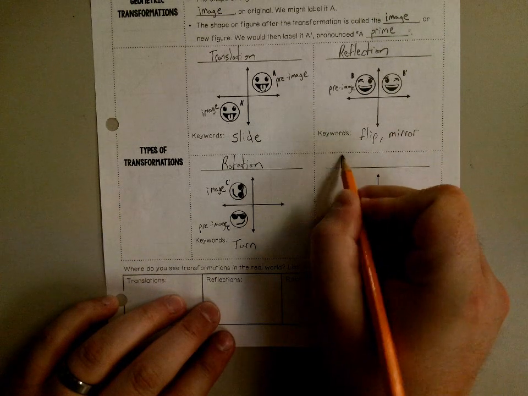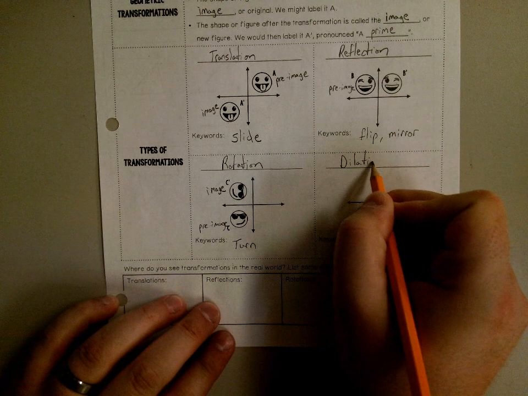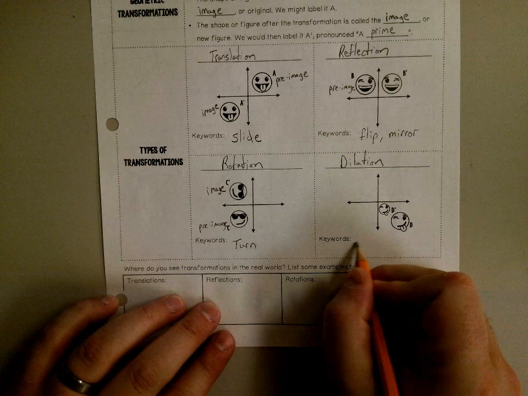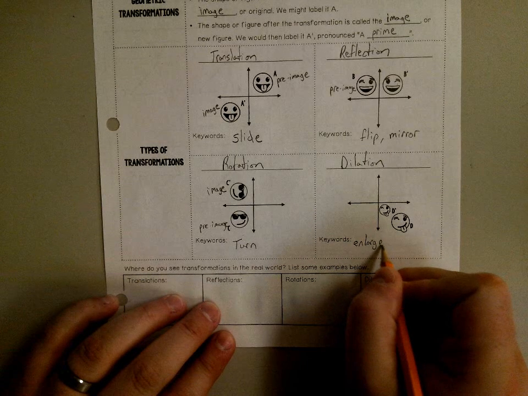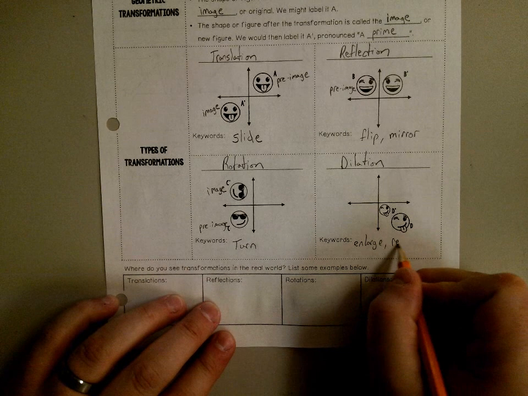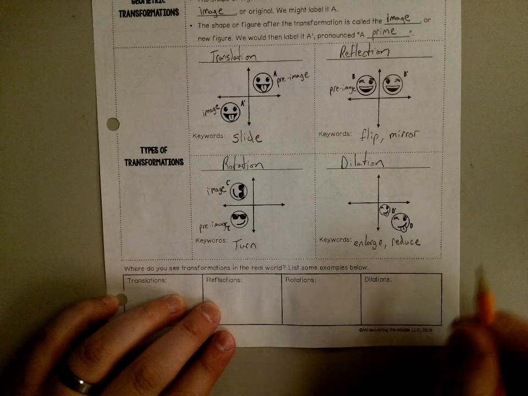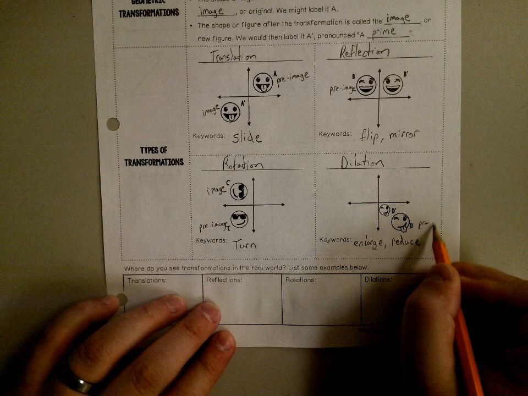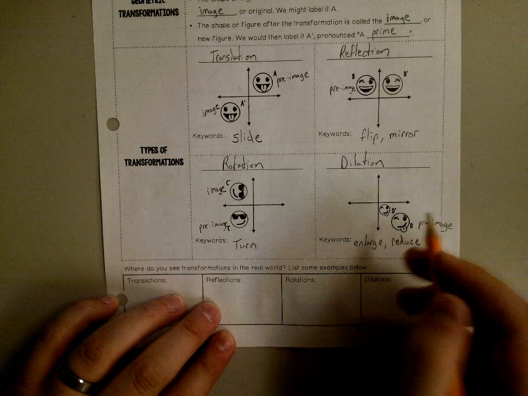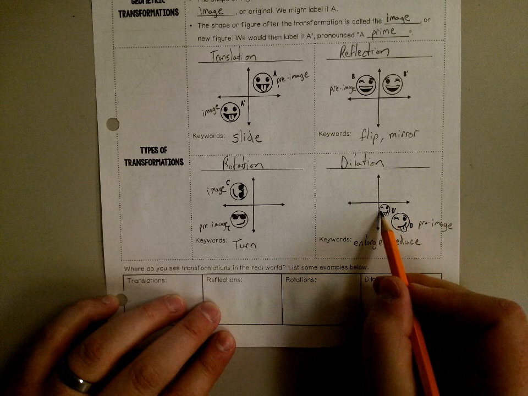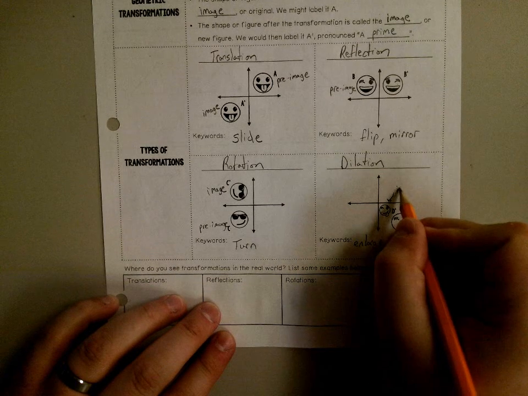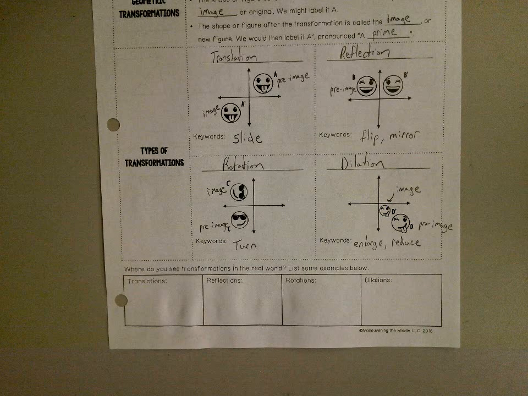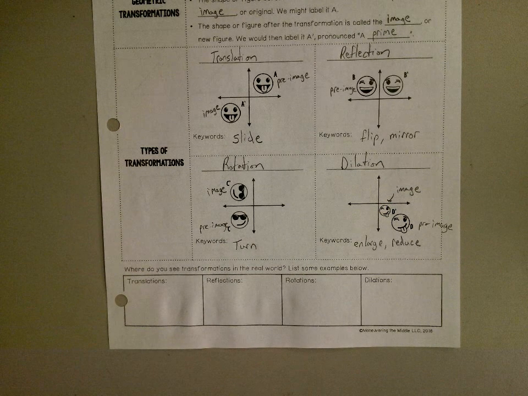And then the last one we're going to talk about is a dilation. Dilation just means to enlarge or reduce your figure. You can see D here is our pre-image, and then we took it and we made it smaller to get our image here. So that's a dilation. It could also get bigger. It just depends on what we're trying to do with it.